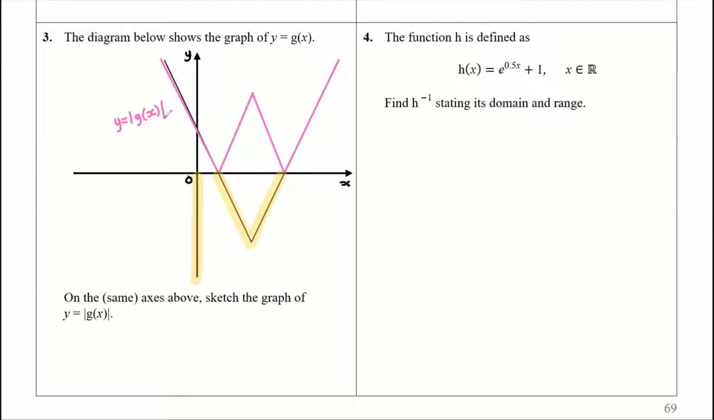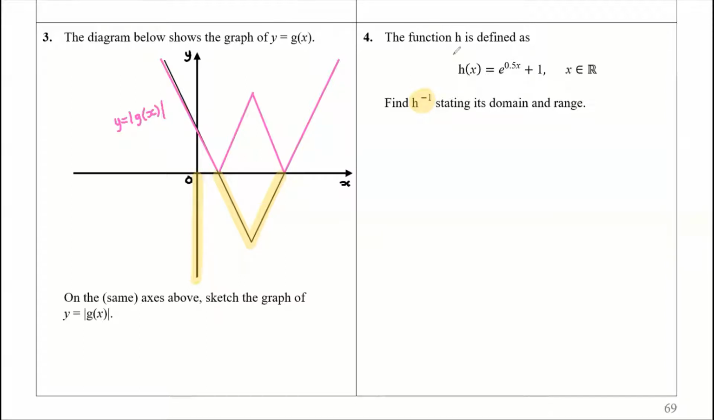Now, moving on to question 4, we have a new function h, and it's an exponential function, and we have to find the inverse function. I'm going to keep saying this over and over again. Please make sure you know the distinction between h to the -1 and the derivative. It's a common mistake where I've seen students find the derivative rather than actually the inverse function. So please be mindful of that.